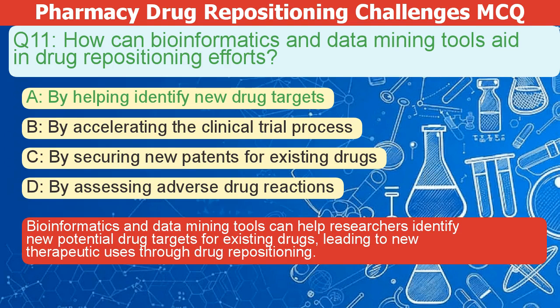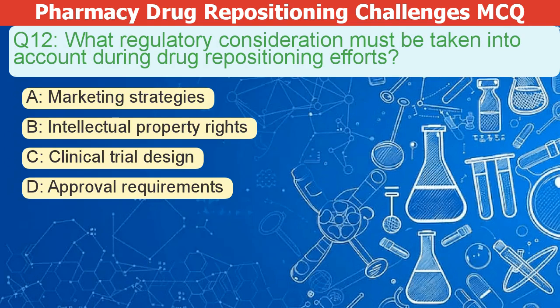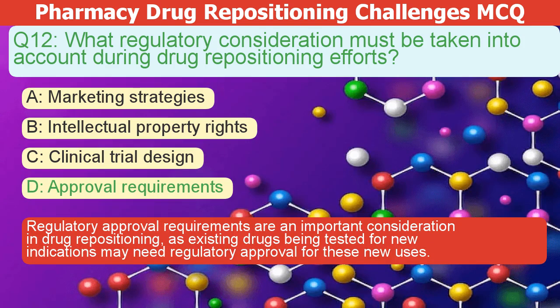uses through drug repositioning. What regulatory considerations must be taken into account during drug repositioning efforts? A. Marketing strategies. B. Intellectual property rights. C. Clinical trial design. D. Approval requirements. The correct answer is D. Regulatory approval requirements are an important consideration in drug repositioning, as existing drugs being tested for new indications may need regulatory approval for these new uses.